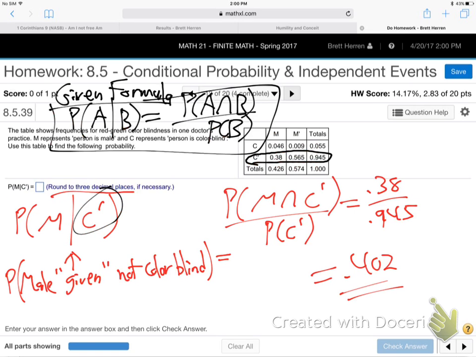So same thing here. When they say given that it's not colorblind, you know you're talking about this not colorblind group. So take the total, put that on the bottom, and then you're saying male, so the males, put that on the top. And there we go. That makes sense? Does that formula make more sense now? The intersection over the second one. All right. Let's try.